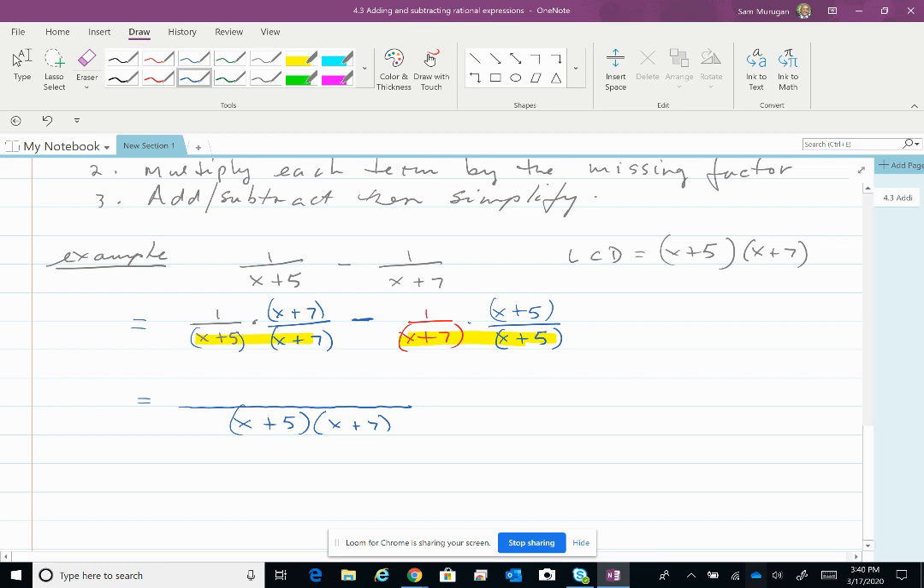So we have 1 into x plus 7, which is x plus 7. And here we have negative 1 into x plus 5. So negative 1 times x is negative x, and negative 1 times 5 is negative 5. Cancel, cancel. And this gives us 7 minus 5, which is 2 over x plus 5, x plus 7.